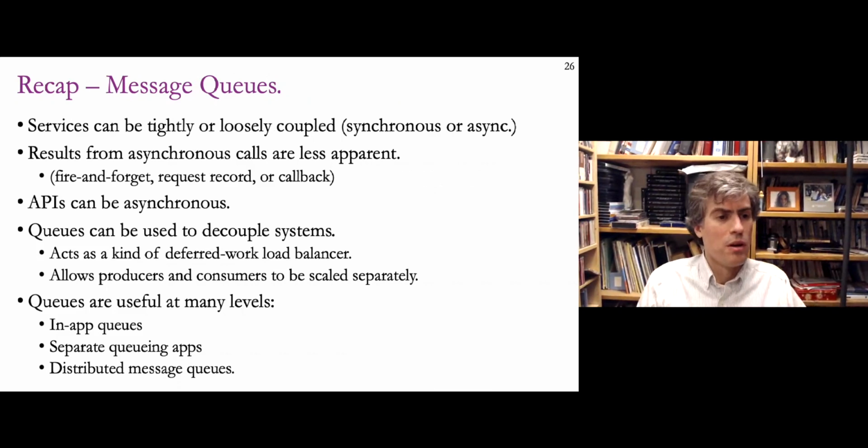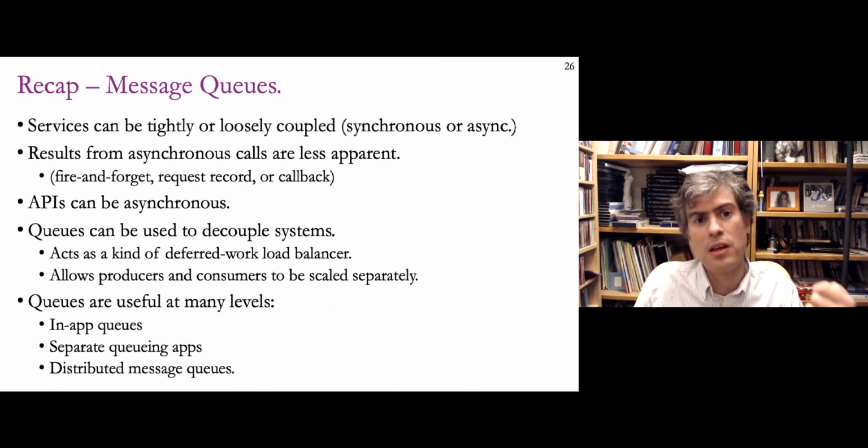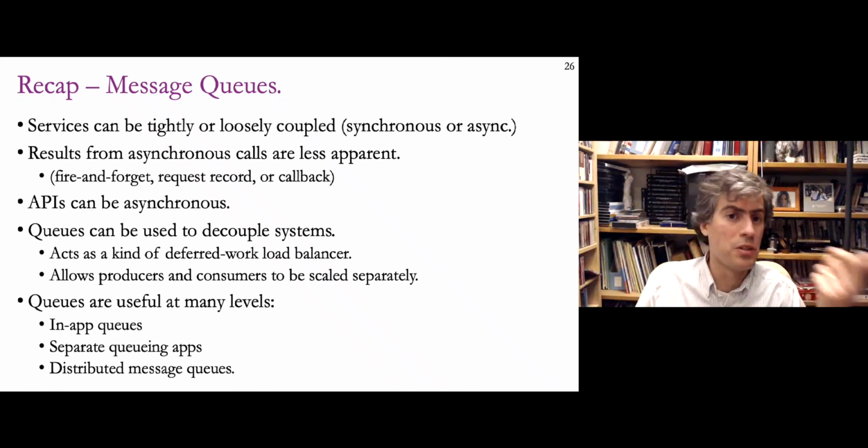Okay, so to review today, we talked about message queues. The purpose of message queues was to provide loose coupling between services. So far, we've been talking about tight coupling. So this creates an asynchronous interaction where you ask the system to do something, and it tells you that it will do it later. It doesn't wait until the work is done before giving you a response.